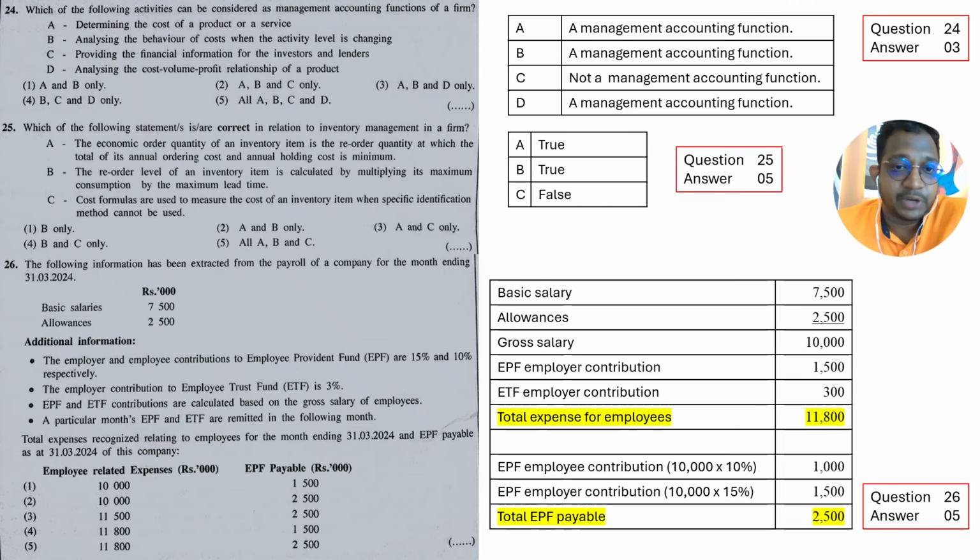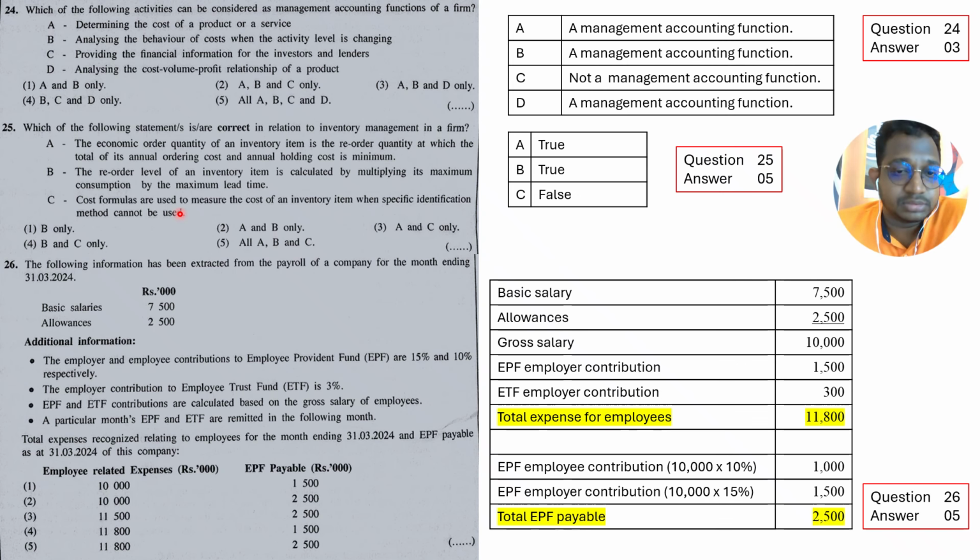24th one, which of the following activities can be considered as a management function? Determine the cost of the product or service. Analyzing the behavior of cost when the activity level is changing, that's also a management accounting function. Providing the financial information for the investors, no, it's an activity that falls under financial accounting. Analyzing the cost volume profit, it should be a management accounting function.